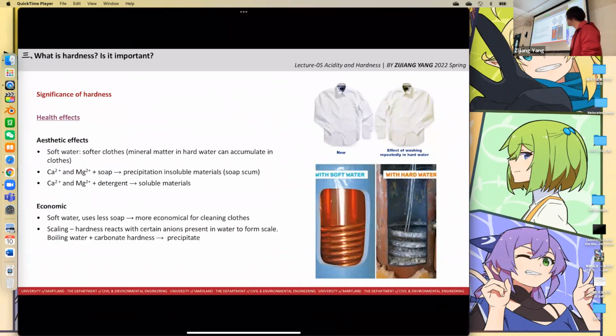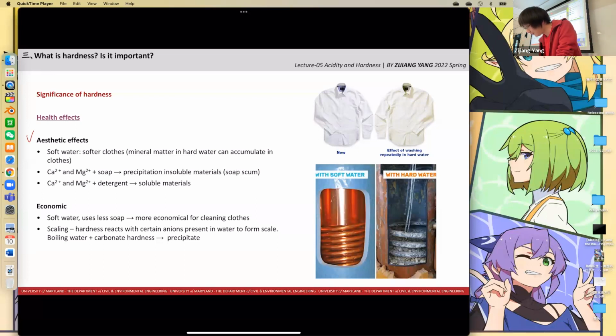But based on what I know, some people say the hardness will not influence our health, but some people say it will influence. So I think we have no common agreement on this one. Okay, so next one is about aesthetic effects.